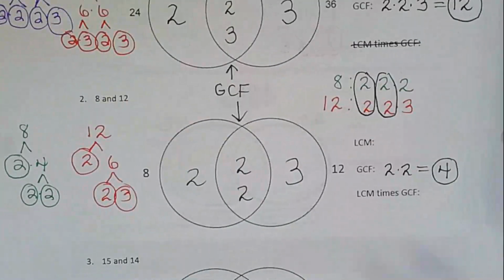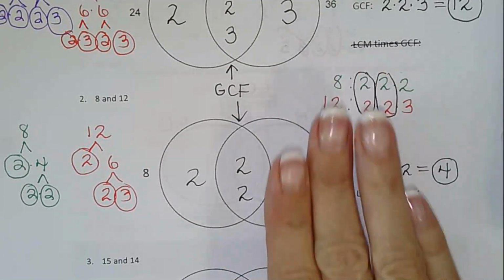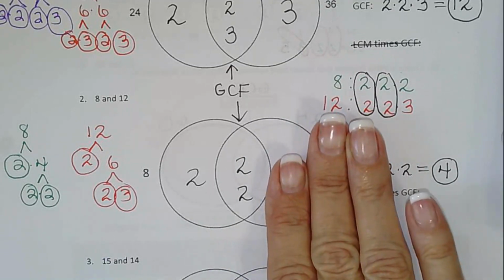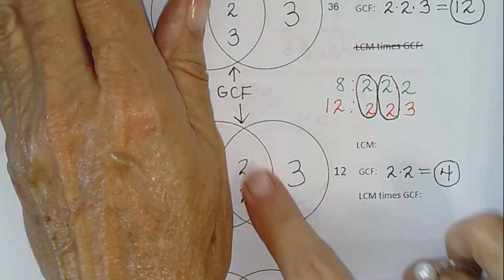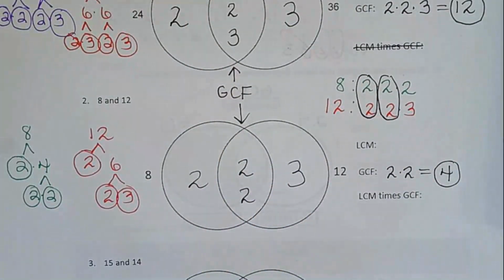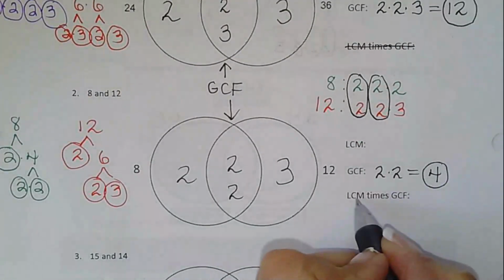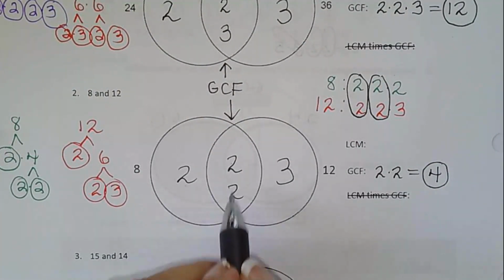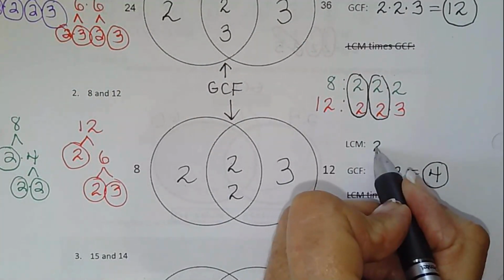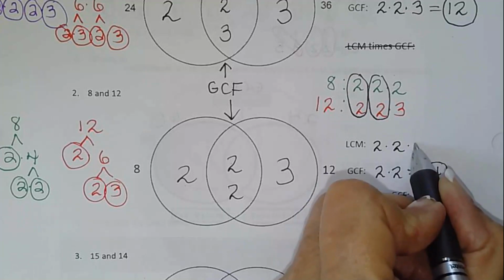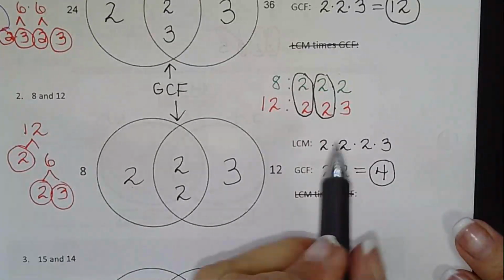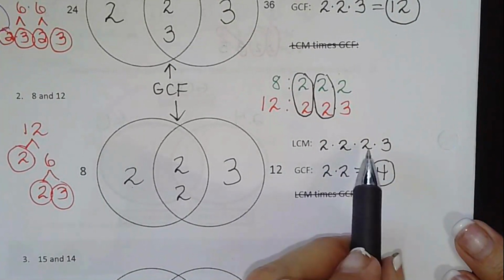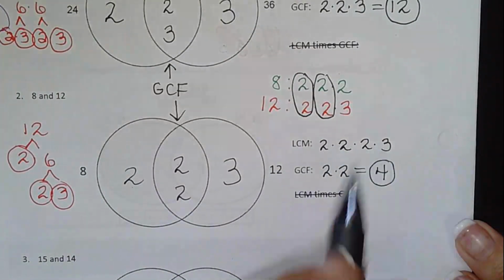And you can test it. Are these all the factors of 8? Yes, 2, 2, 2. Are these all the factors of 12? Yes, 2, 2, 3. So now we're ready for the LCM. 2, 2, 2, 3. 2 times 2 is 4, times 2 is 8, times 3 is 24.